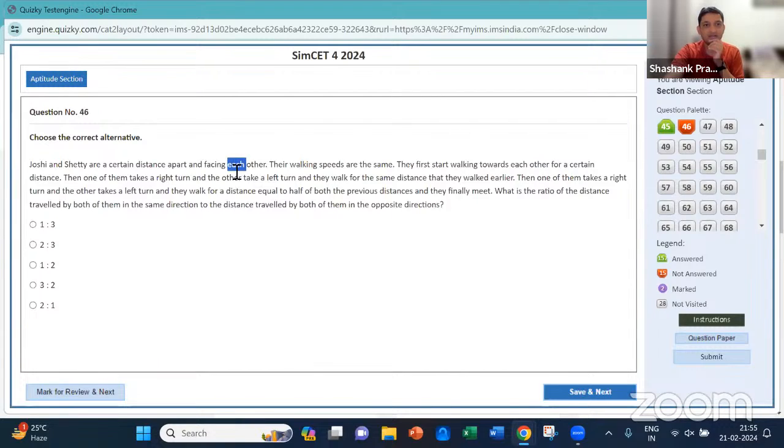Let's see. J and S walk towards each other a certain distance. One of them takes a right turn, the other takes a left turn, and both walk the same distance. One of them takes a right turn and the other takes a left turn, and they walk a distance equal to half of the previous distance and they meet. What is the ratio of the distance traveled in the same direction to the distance traveled in the opposite directions? Okay? By both of them in the same direction.